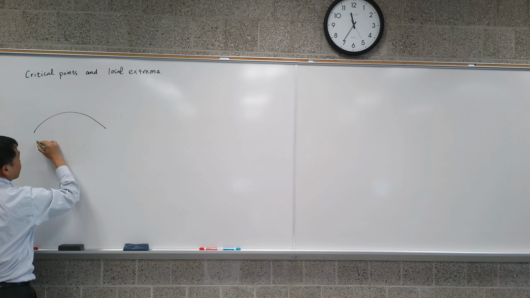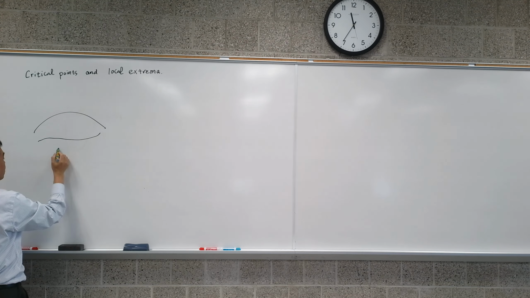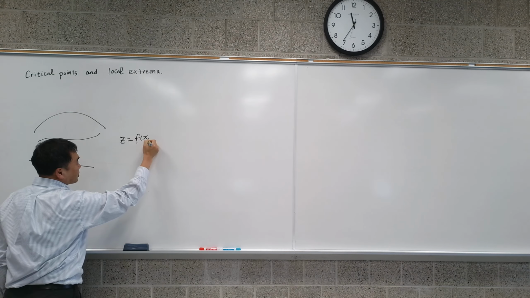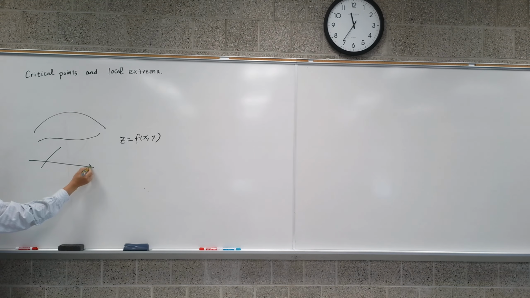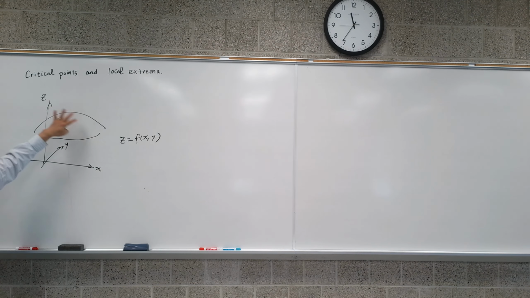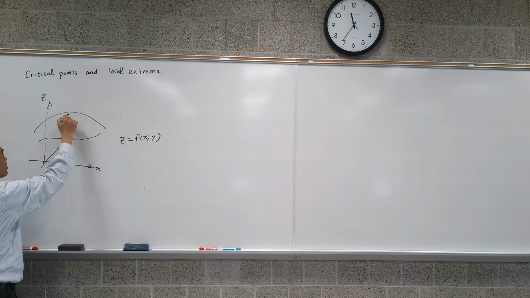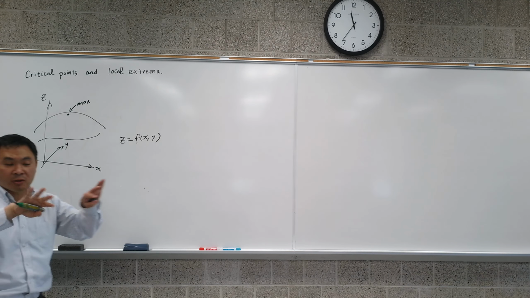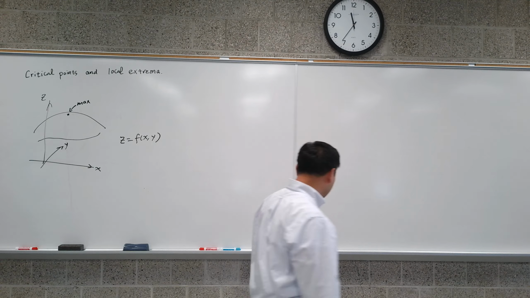Imagine that you have the graph of a function z equals f(x, y). So here's the x, here's the y, and going up is the z-axis. And the graph is going to be some surface. And let's say there's some point here which is the maximum. You can also think of the minimum. These max or min are called extrema.